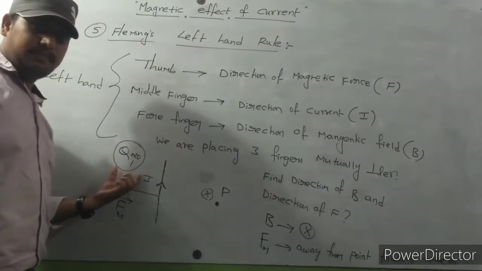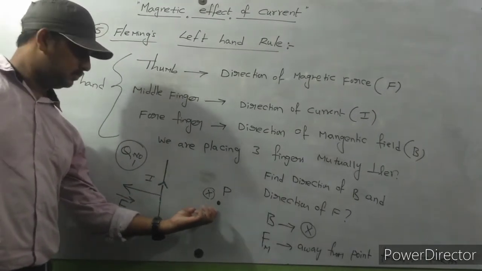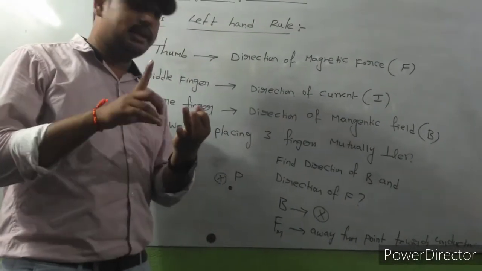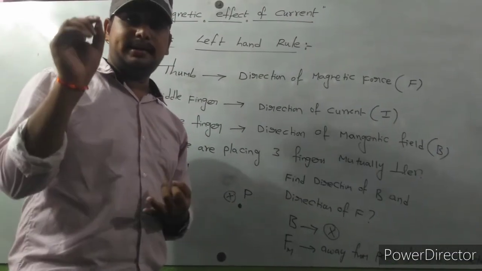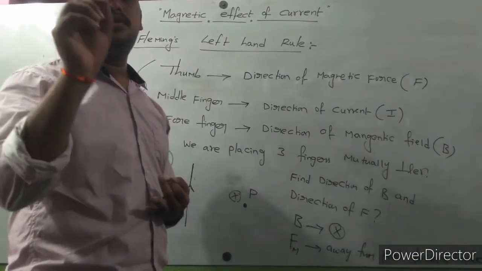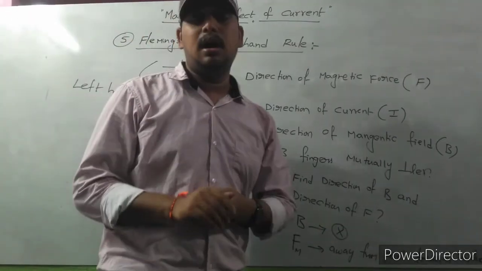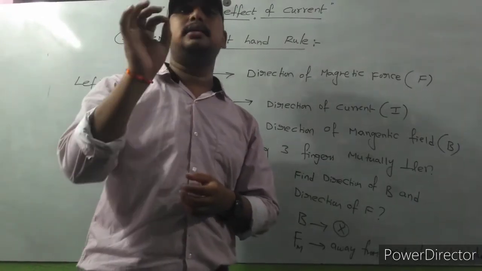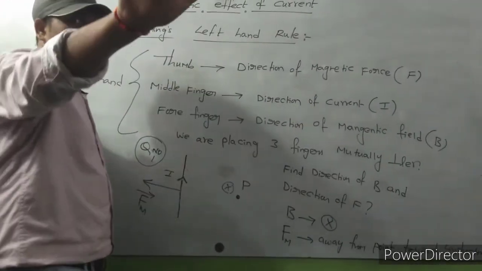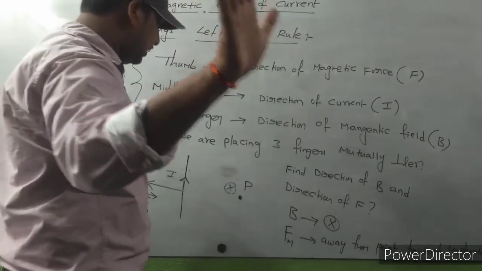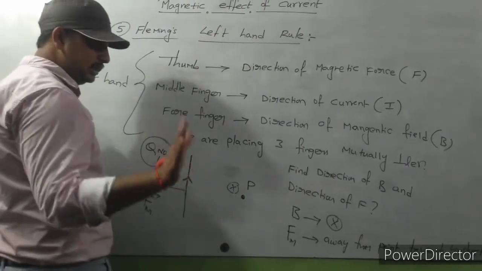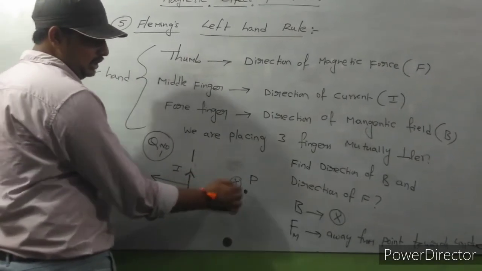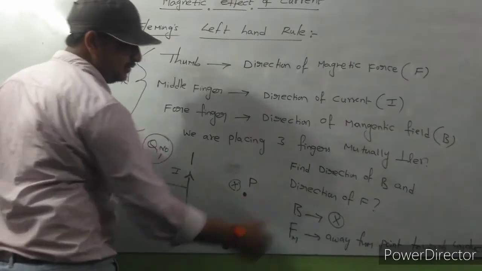Here in question number 1, one point is given and the current direction is given. We need to find the direction of magnetic field and the direction of magnetic force. Current direction we know, then it is easy to find the direction of magnetic field. How to find it? By using Ampere's right hand thumb rule. This is the right hand. Here the thumb indicates direction of current, and curling fingers indicate direction of magnetic field. That's why the magnetic field direction is into the face.